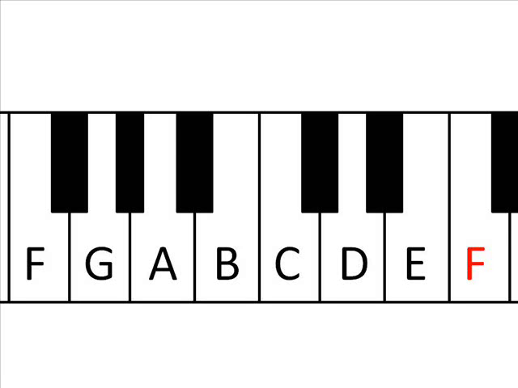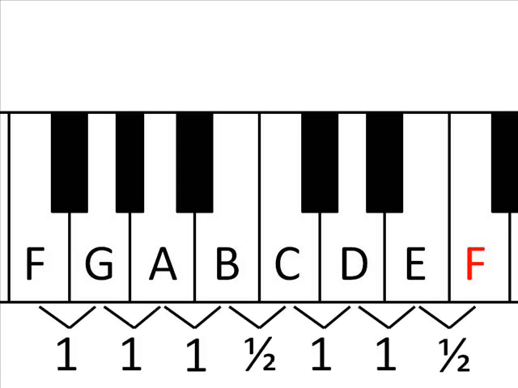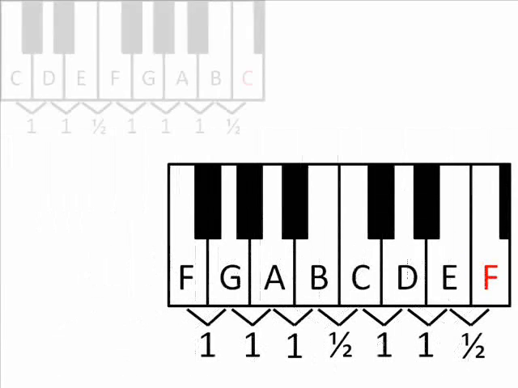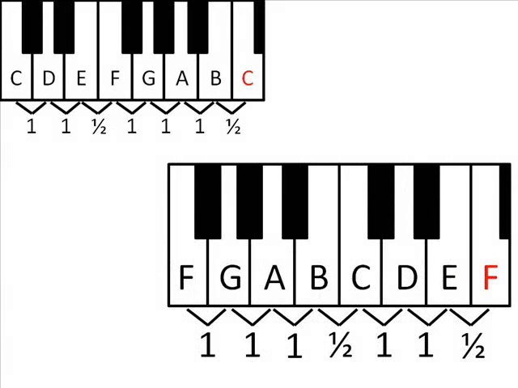Let's test this out one more time on the F scale. Here we see all of the intervals between F and F. Now we'll test it against the C major scale, where the scale degrees 3 and 4 and 7 and 1 have the half steps. Let's see how the F scale matches up. Okay, we have a half step between 7 and 1, but what about 3 and 4? 3 and 4 is a whole step.